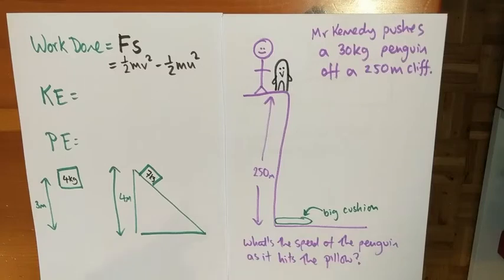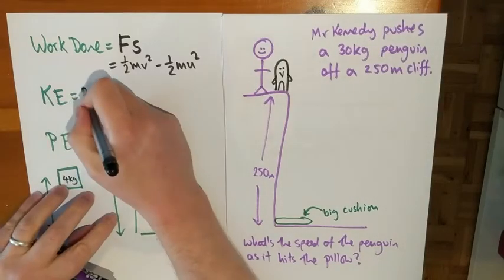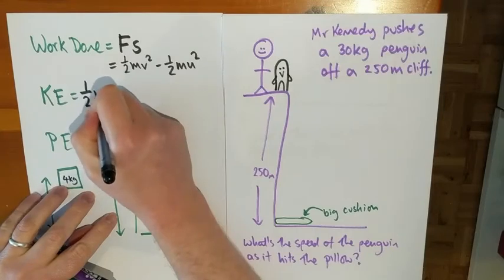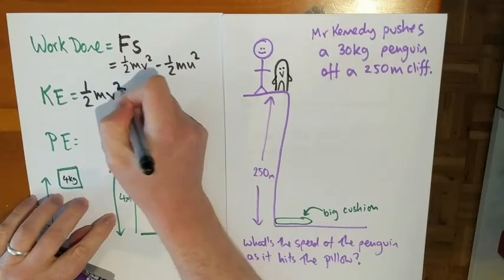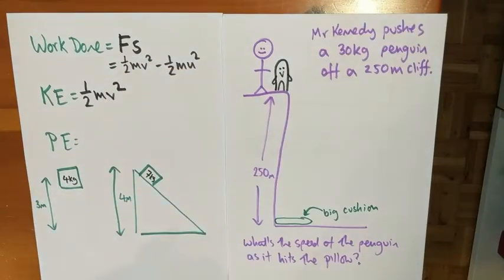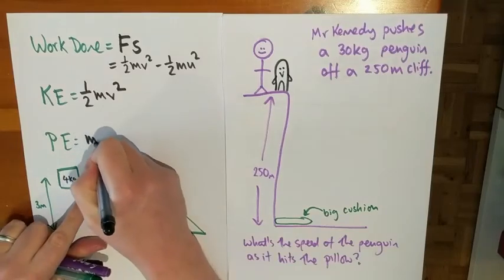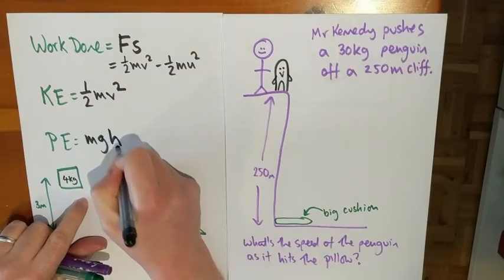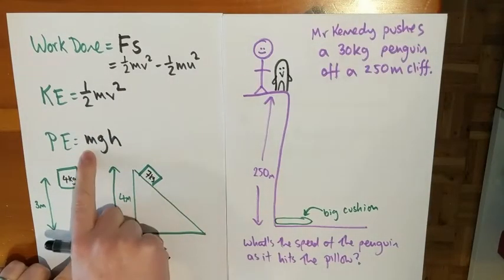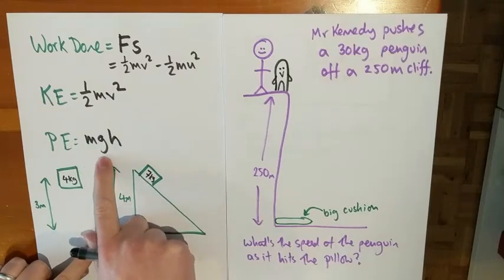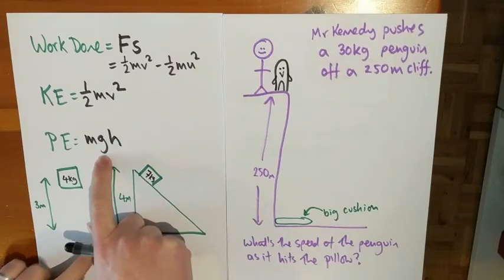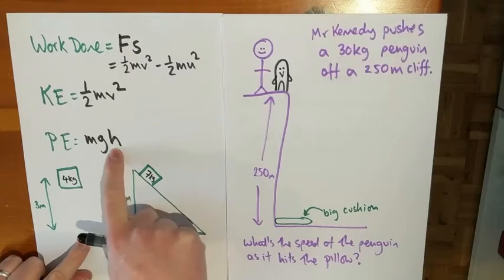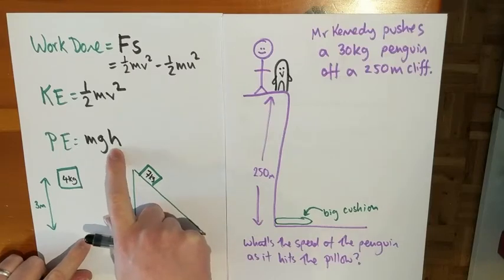And so as soon as you have something that's falling or something that's going up or down a slope, we have to consider potential energy as well. But we've got this basic formula for kinetic energy, which is half mv squared. The formula for potential energy is mgh, where m is the mass of the object, g is the acceleration due to gravity, 10 for all our purposes, and h is the height above the ground.